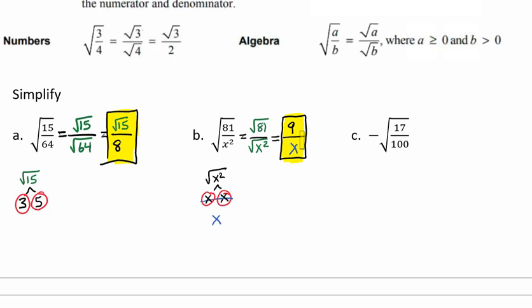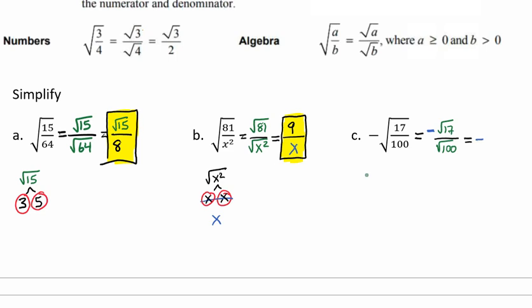Let's take a look at our third example. Here we have negative radical 17 over 100. For this problem, we're going to take our negative sign and simply move it over and then split it apart. So then we'll have the square root of 17 over the square root of 100. And as we look at this, again, we're taking our negative with us.